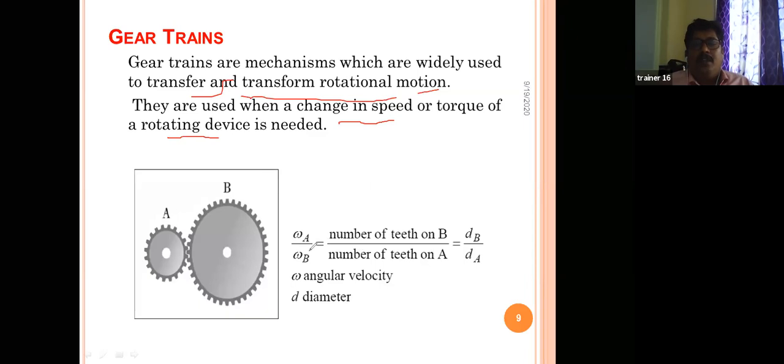This one, all of you know that. So that is the angular speed of A. Here this gear has a smaller diameter and B has a larger diameter. That means to increase the speed, we have to go for gear trains. And this formula, all of you know, is inversely proportional: the angular speed is inversely proportional to the diameter. Next we will go for the next one.